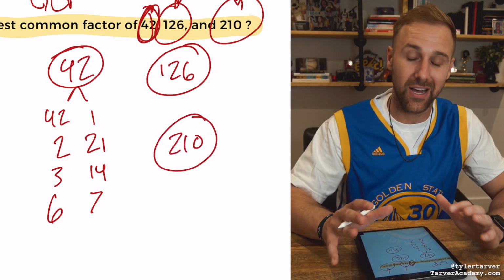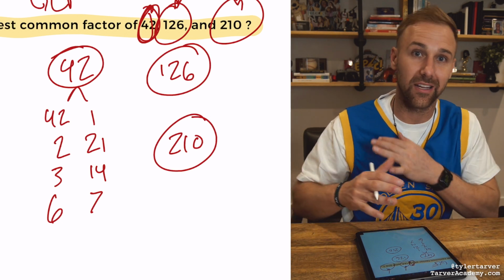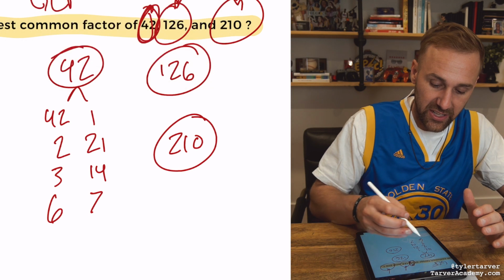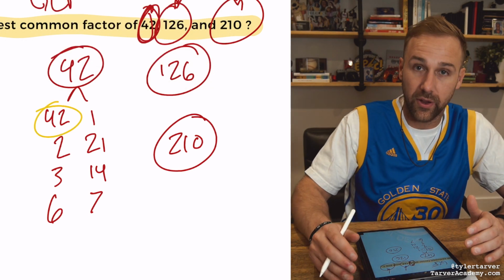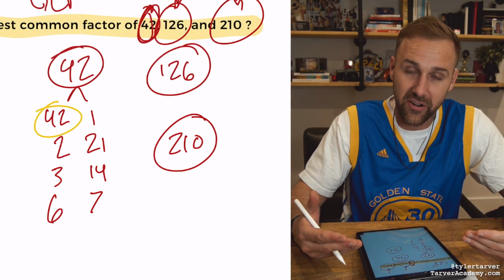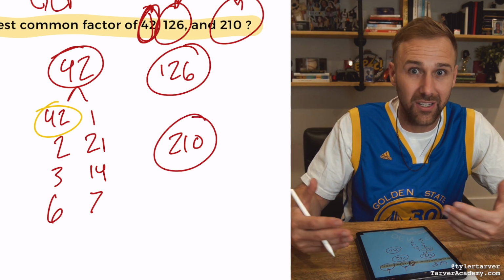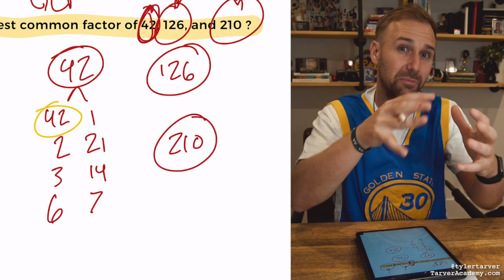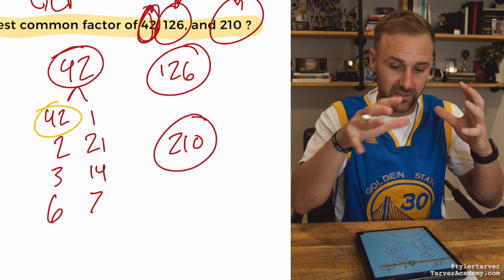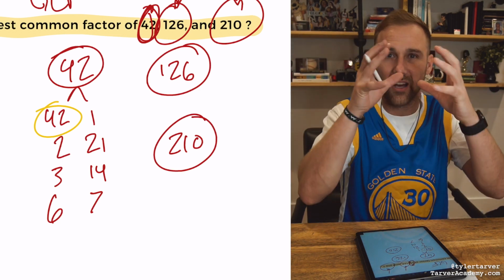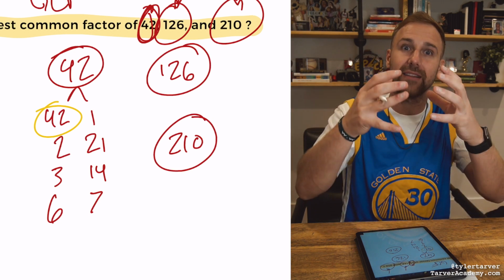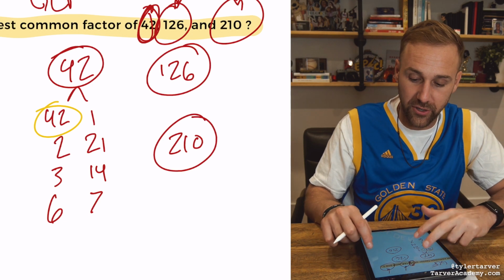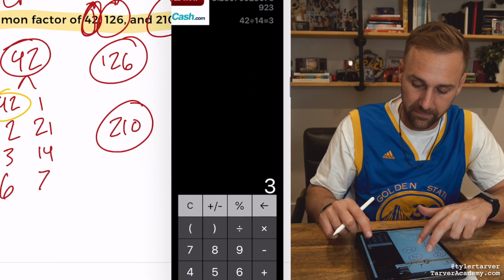This is how I work this. Your teacher may do it differently. You might think of a better way. If you do, tell me in the comments. What I do is start with the largest number first, because 42 is bigger than all those other numbers. If it goes into both of those numbers, I'm done. There's no number bigger than that. So let's see if 42 goes into 126 and 210.